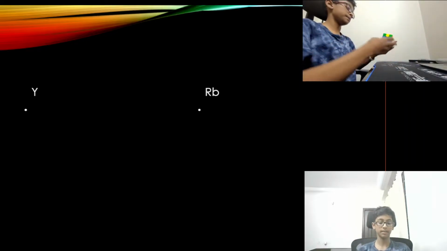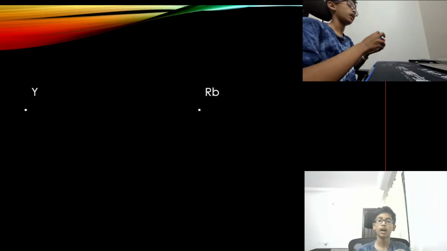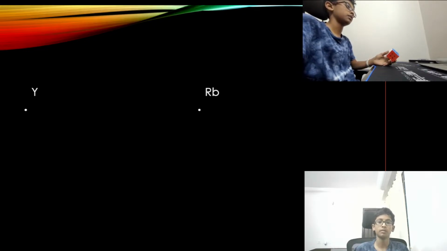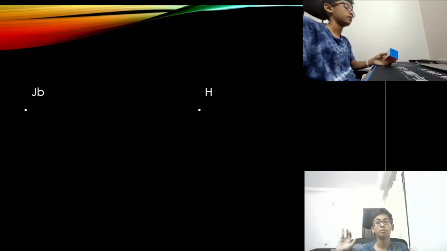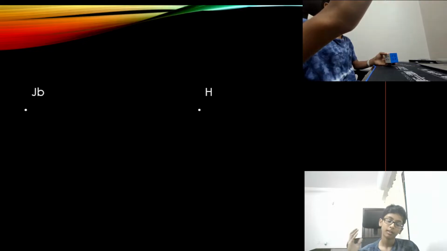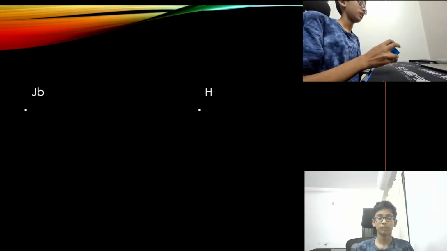Y and Rb. So Y perm is essentially a basic perm. It's in the two look algorithms, but Rb is also similar to Ra, but it's a little different. I think Y is the better perm here because Rb, not everyone likes Rb or Re for that matter. Jb and H, both very very fast algorithms, but there can only be one winner. Between these two, I will choose H.